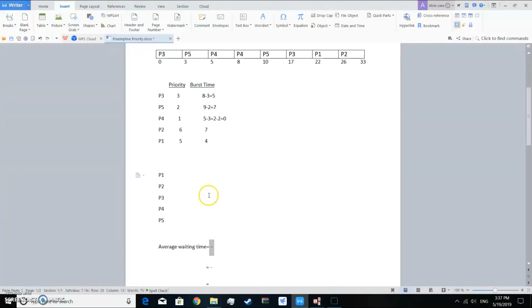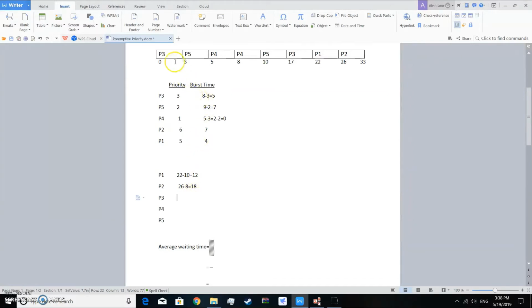So now we do the calculation part. We calculate the average waiting time. So at first P1, and look at the box here. We choose the number below the box here, 22, minus its arrival time, which is 10, equals 12. And P2, same goes with P2. We choose under the box here, 26, minus its arrival time, which is 8, goes to 18.